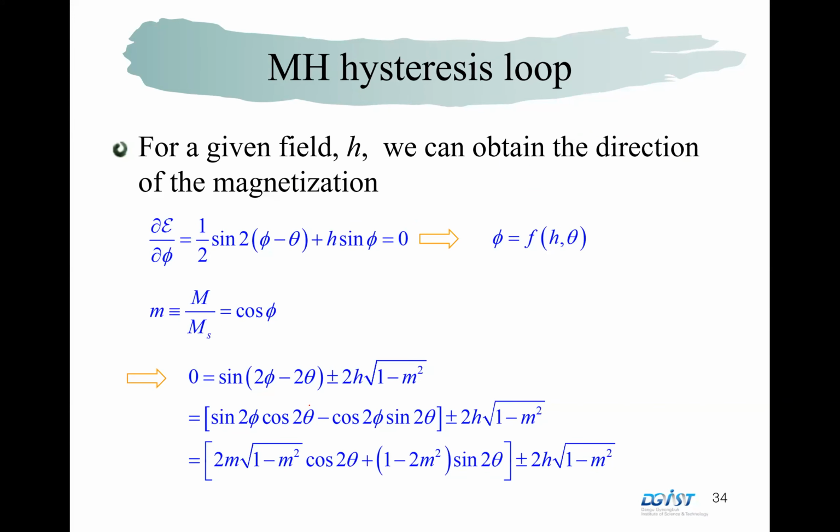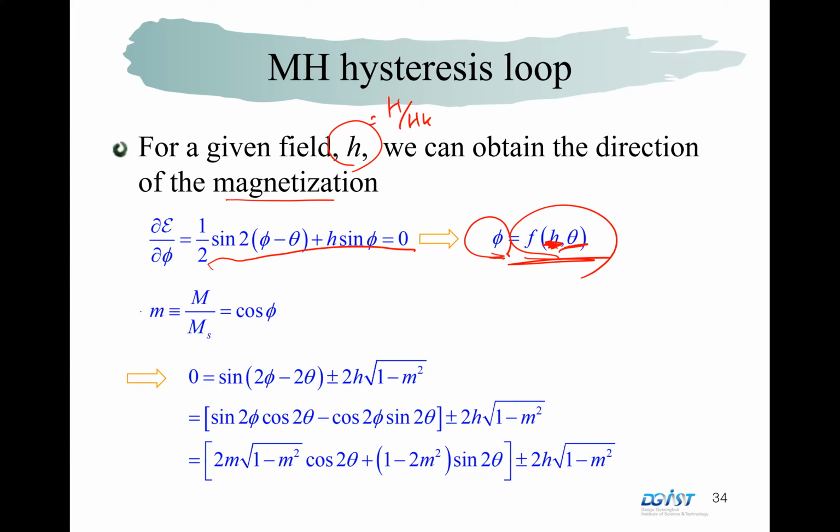And for the given field h, which is defined as the external field over HK, we can determine the direction of the magnetization from this equation. But this is a trigonometric function, so there is no clear analytic solution for the angle phi. But we know the angle phi is a function of the external field and the direction. The functional form of this one is not easy, but this magnetization direction angle depends on the field strength and the direction. Okay?